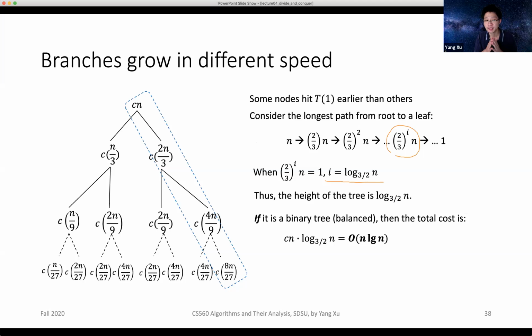And we use this as an estimation, right? So if it is a binary tree, say if it is balanced, that means all the leaves, all the branches, they decrease at the same speed, and all the values in the nodes are evenly distributed. Then the total cost could be the number of levels times the per level cost, C times n. So this is still a guess.